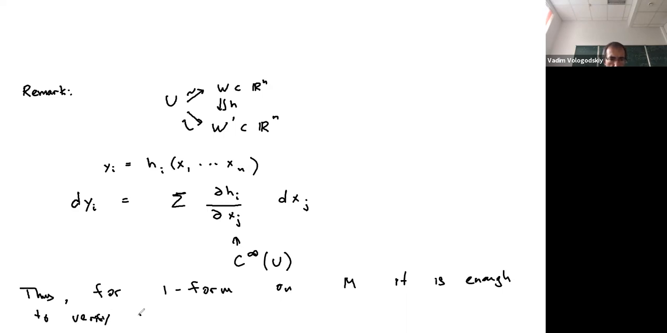As a corollary, we see that for a one-form on M, it is enough to verify smoothness for an atlas. Okay. Good.